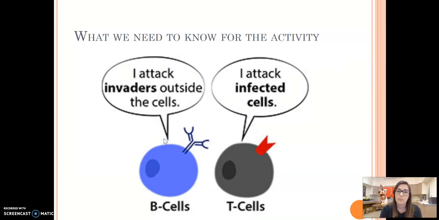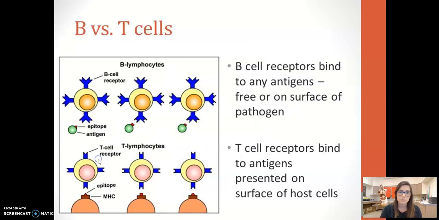B cells attack pathogens outside of cells, so they attach directly to a pathogen. T cells attack cells that are already infected. So if the cell has the pathogen inside of it, it will attack those cells. And those cells are called macrophages, and they consume the pathogen through a process called phagocytosis.